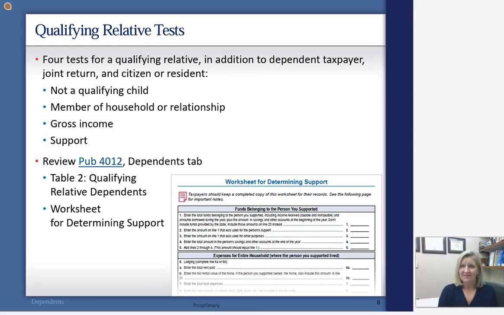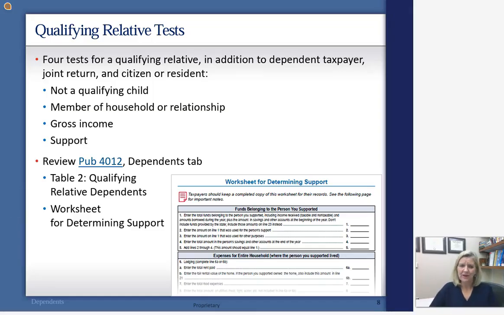Just as an example, I have what I think is a unique situation. For the past 4 or 5 years, I've had this person come into the tax clinic. The person has a significant other who earns 0 income, no disability, no job, nothing. So this person is not a qualifying child. This significant other is a member of her household for the entire year. Gross income is obviously less than $5,200 because this person has no income, and the taxpayer provides more than half the support. So in this circumstance, the taxpayer can claim her boyfriend as a dependent because he meets all of these qualifying relative tests. That's a pretty unique situation.